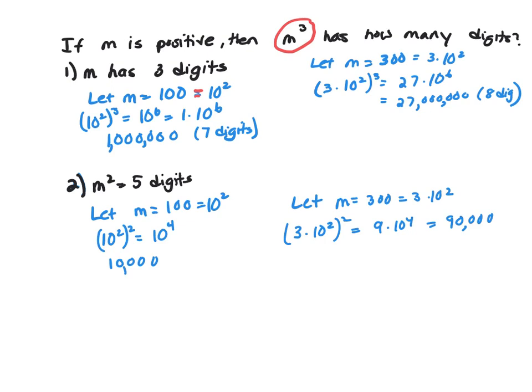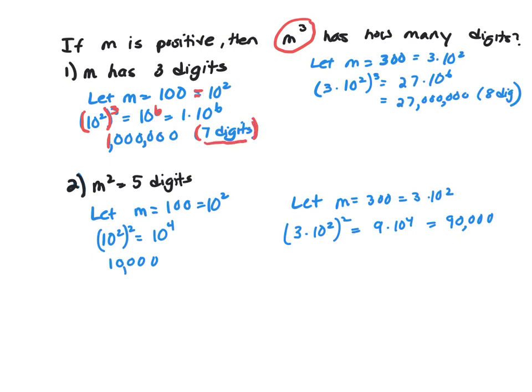So 100 is 10 squared. Now when you cube 10 squared, you've got power to power. So you multiply those exponents and you get 10 to the 6. And that's 1 times 10 to the 6. So here's my 1, and then I added 6 zeros. So that gave me 7 digits.